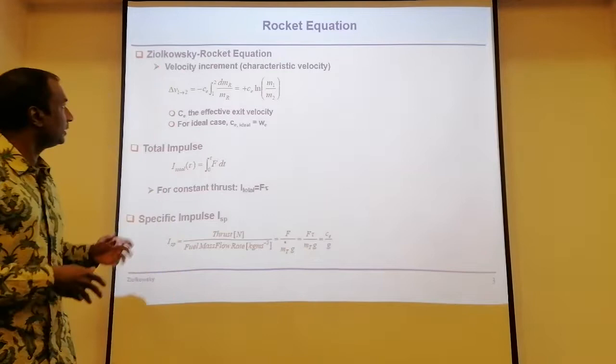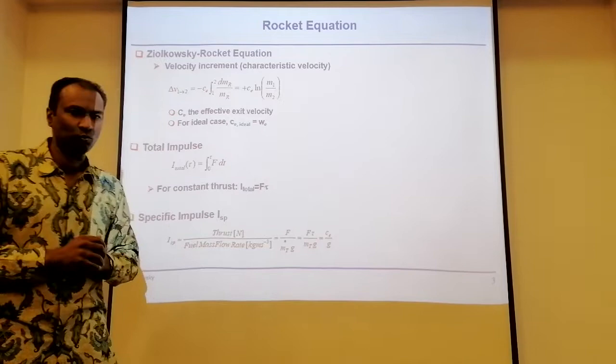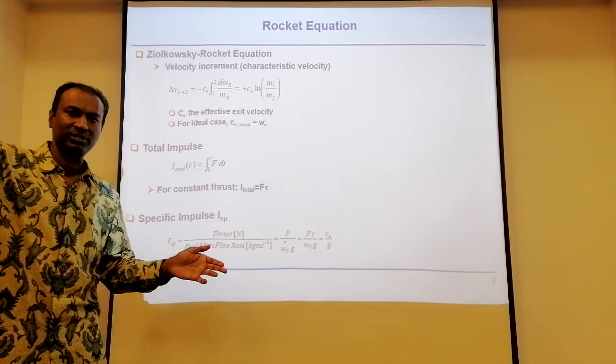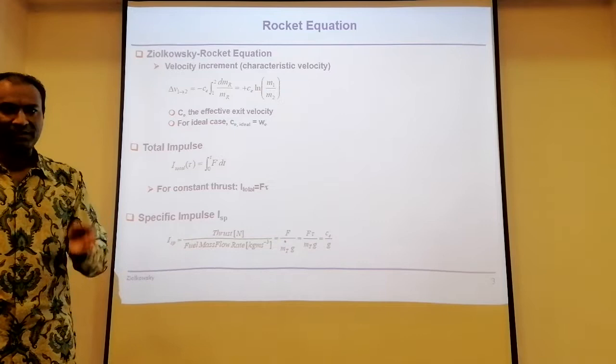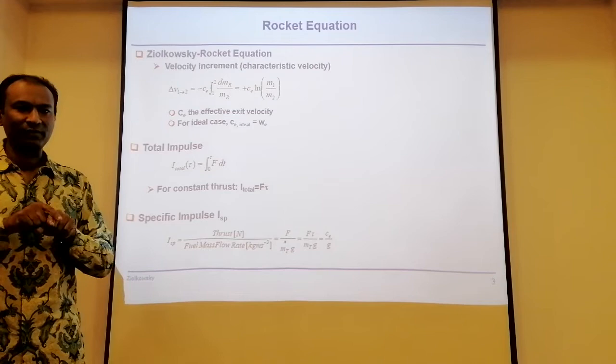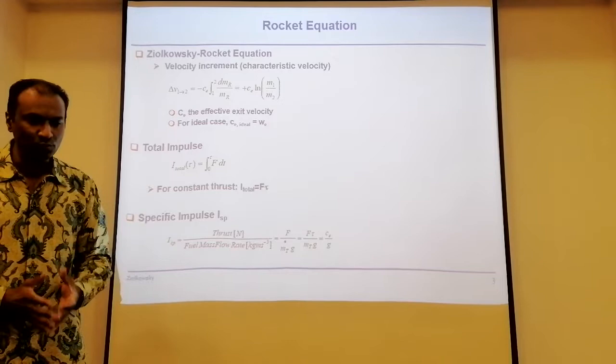So the Tsiolkovsky rocket equation states that velocity increment or characteristic velocity, delta V, from point 1 to another point. Because when you want to fly a rocket, it has to be from point 1 to a point of injection. So this delta V is what is needed. It's nothing but CE. Note, what is CE? It is effective exit velocity. Please do understand that effective exit velocity happens during the flight of a rocket. WE, which is the exit velocity we have talked about, is an ideal velocity. It is designed while you are developing that engine. And when you do the engine test, you will test for WE, not CE. CE only happens during the flight.